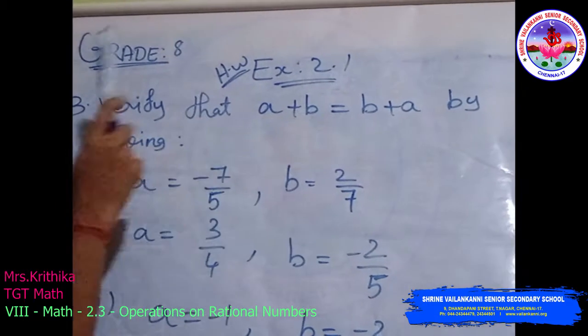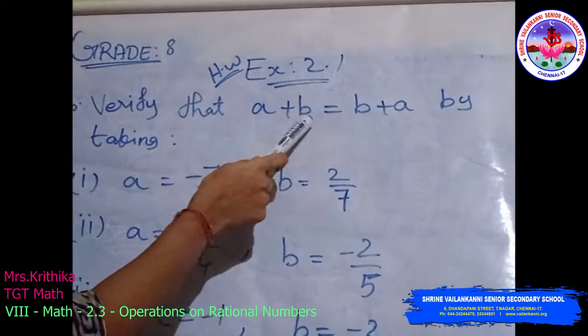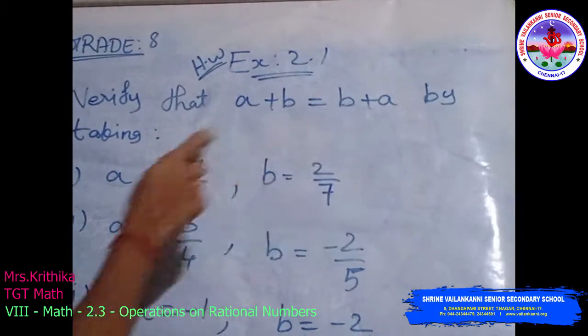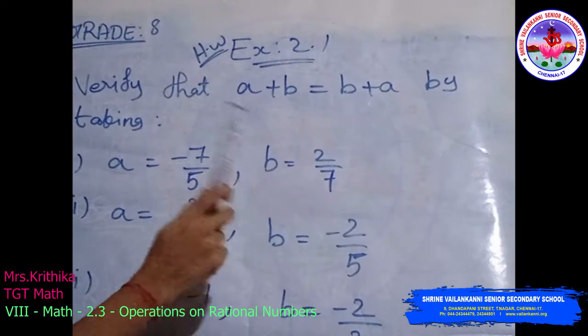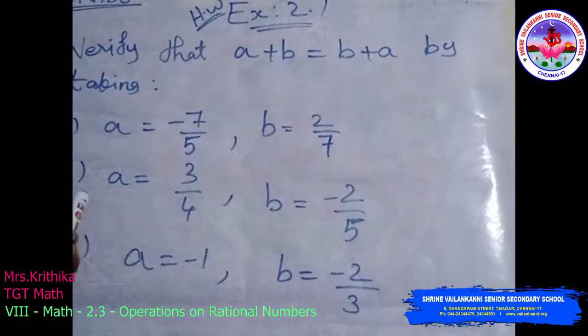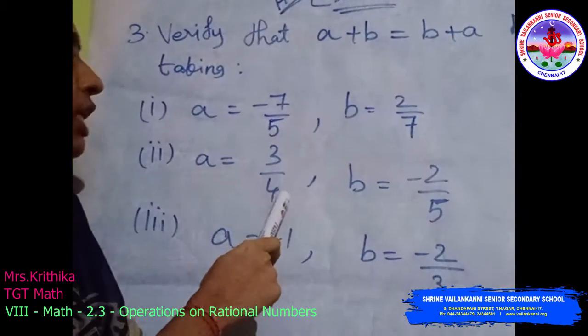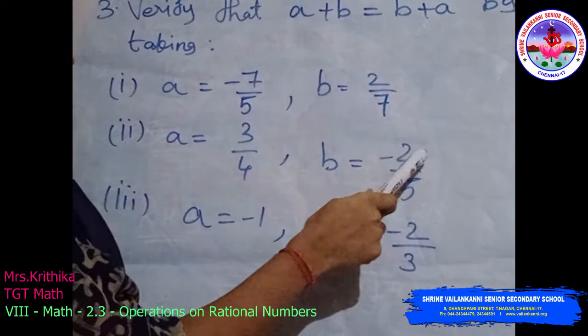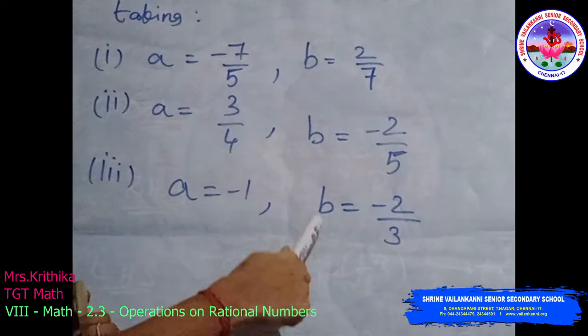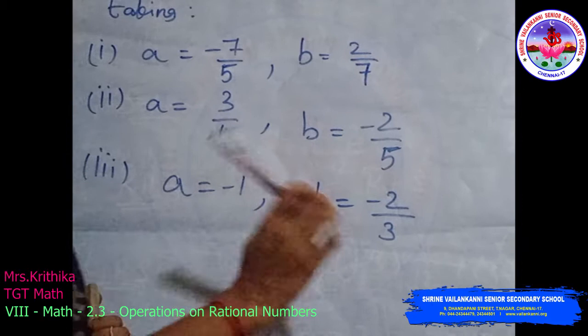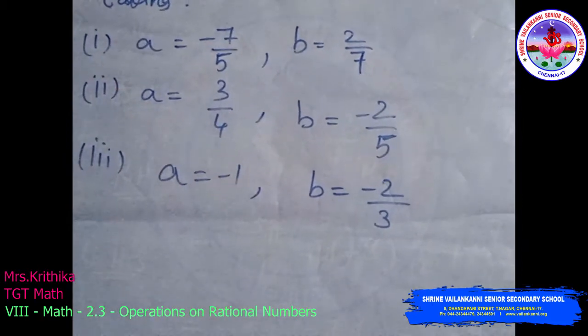Next homework sum. Third question. Verify that a plus b is equal to b plus a by taking a is equal to -7/5, b is equal to 2/7. Second question. A is equal to 3/4, b is equal to -2/5. Third question. A is equal to -1, b is equal to -2/3. This is the homework sum.